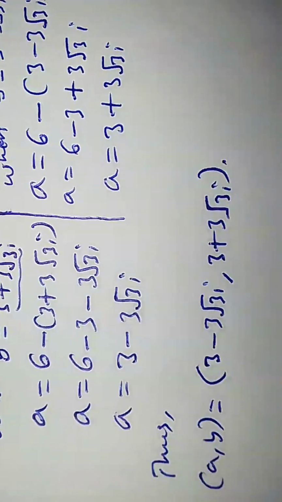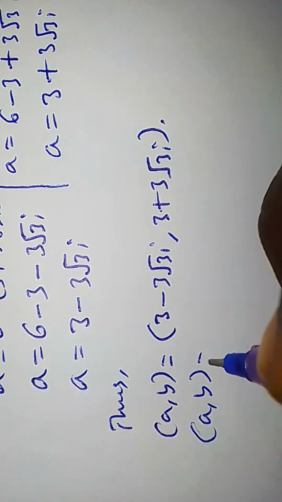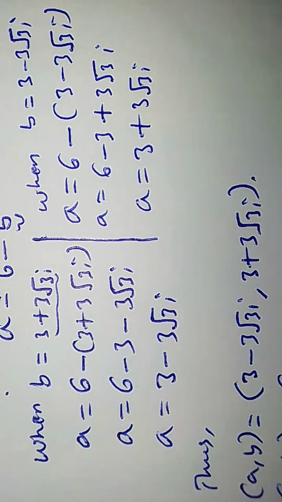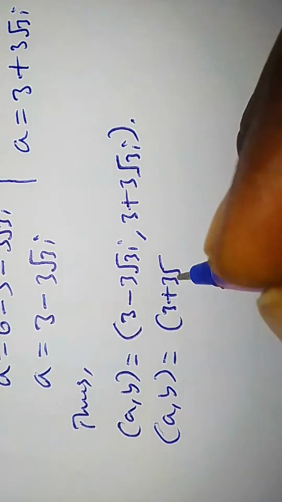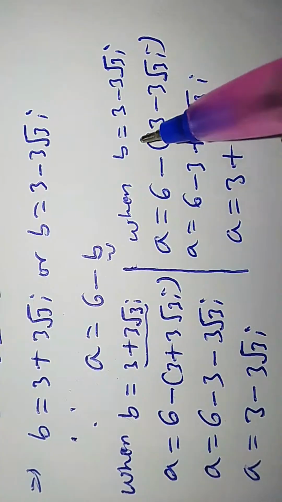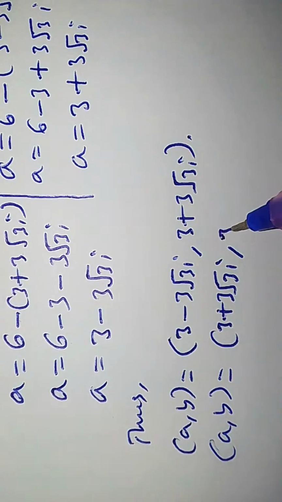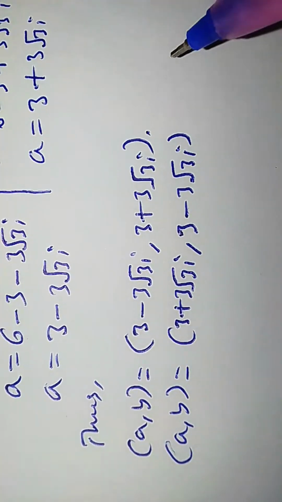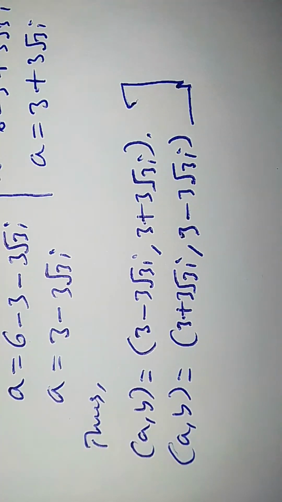That means the second solution, let's write it here. a comma b is equal to, our a is 3 plus 3 root 3i, comma, and b is what? b is 3 minus 3 root 3i. So these are the two solutions for this simultaneous equation.